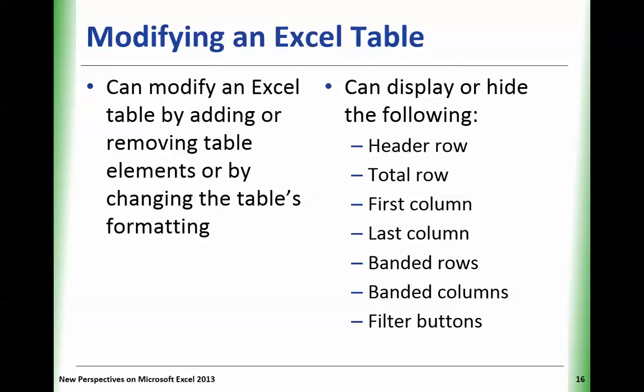To modify an Excel table, we can add or remove table elements or change the table's formatting. You can display or hide the following: the header row, the total row, the first or last column, the banded rows, the banded columns, or the filter button.